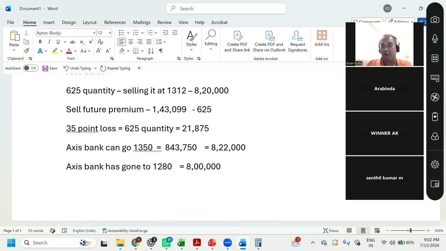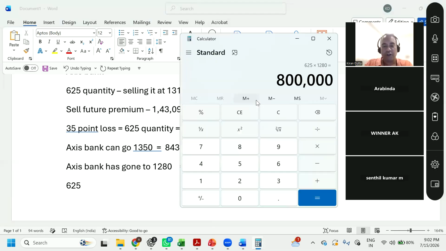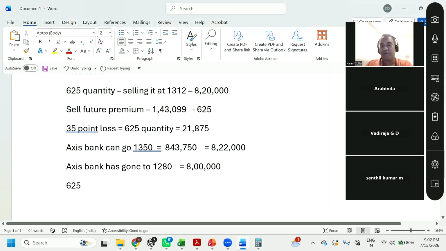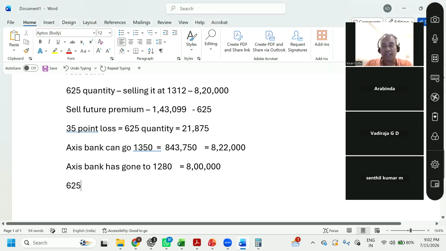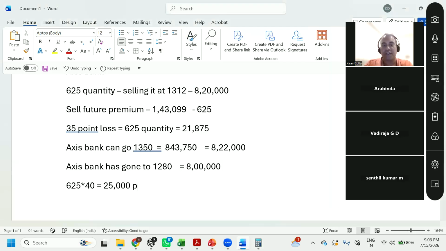But interestingly, what has happened here is that I have taken a short position in my futures, right? In the case of the short position of the futures, what is going to happen? I'm going to make a profit of 625 times 40. Yes or no, everyone? Yes. Since I've taken the short position, 625 times 40 is 25,000, which is the profit that I'm going to make.